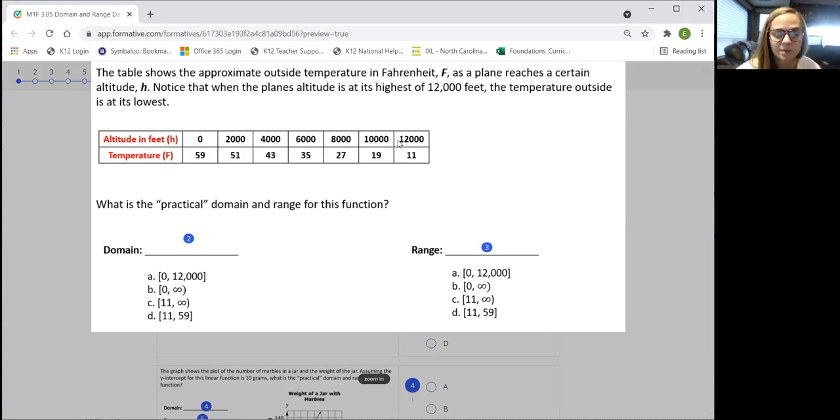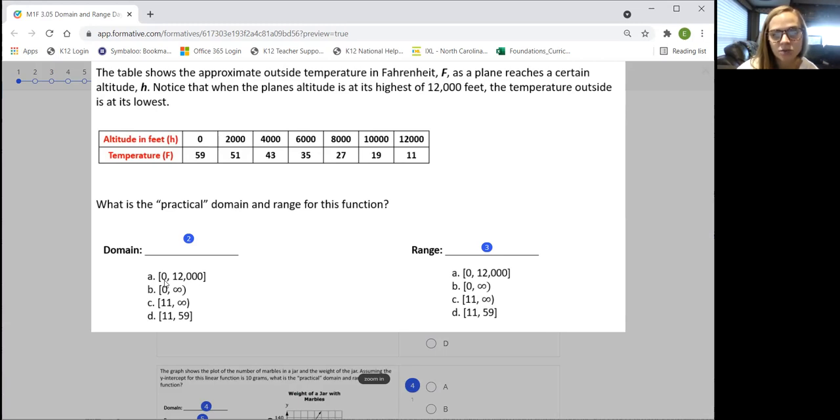So if we look at this, our amplitude is what determines our Fahrenheit, so that's our independent variable. So if I look here, the lowest value is 0 to the highest value, which is 2000. So your domain would be 0 to 2000. So that would be A.